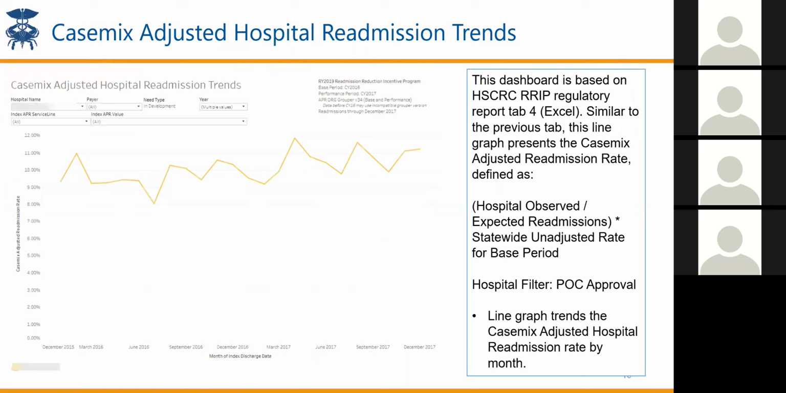With the case mix adjusted readmission trends report, it's very similar to the previous, except that it's case mix adjusted. The calculation for that is here. Again, this is a report where you only see the hospital where you're approved for, and you can look at the trends over months. I didn't mention here that we also have a year filter so that you can select a single year or multiple years to look at year over year or month over month.